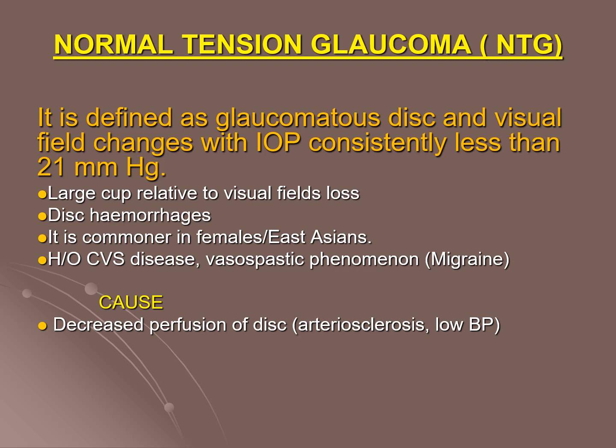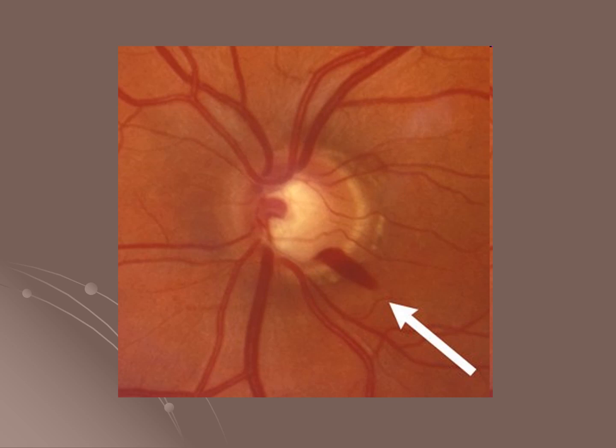It is more common in females, more common in Asians, having history of cardiovascular diseases, vasospastic phenomena, migraine. So the cause may be decreased perfusion due to systemic diseases like arteriosclerosis, hypertension, diabetes, anemia, then the low perfusion due to nocturnal hypotension are the causes. In this picture, you can appreciate the splinter hemorrhage on the disc, which is a common feature in low tension glaucoma.